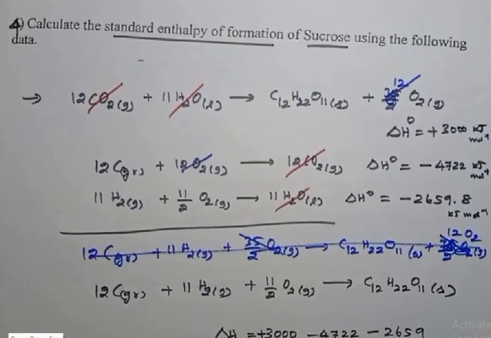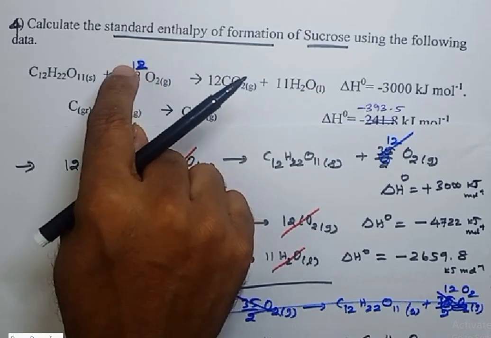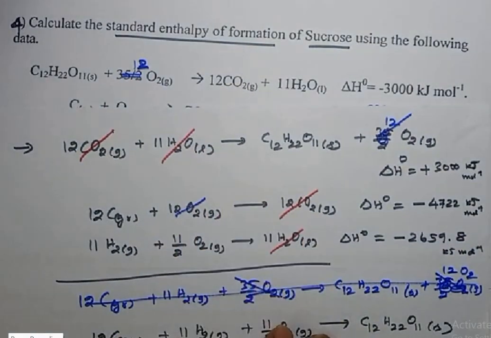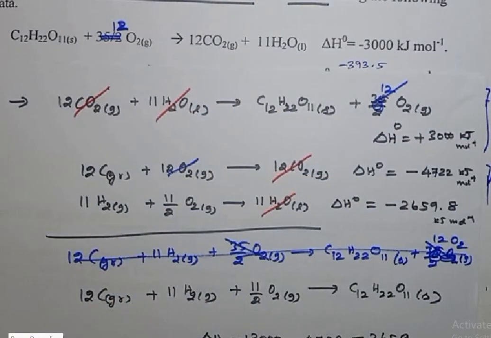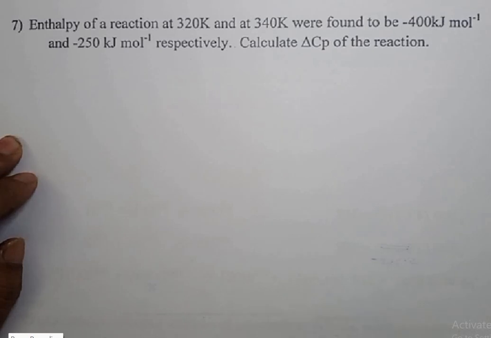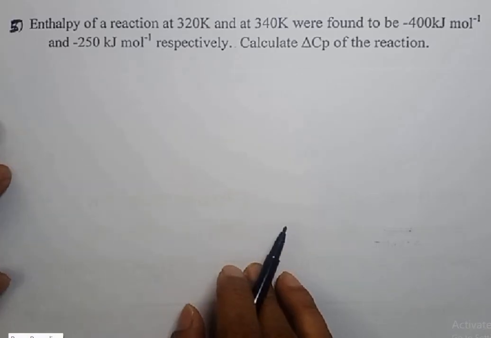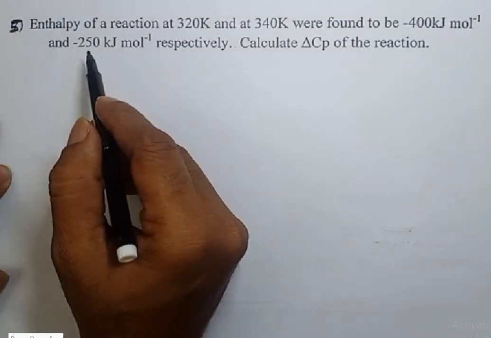So in the given question, 35 by 2 is wrong. So I just corrected it and then I balanced the equation accordingly. Just go through this. This question is question number 7 actually. And this is question number 5. Just go through the reaction question.